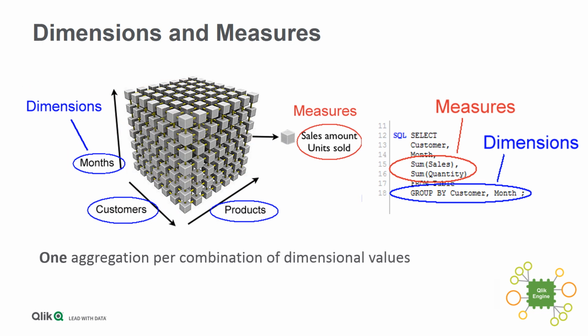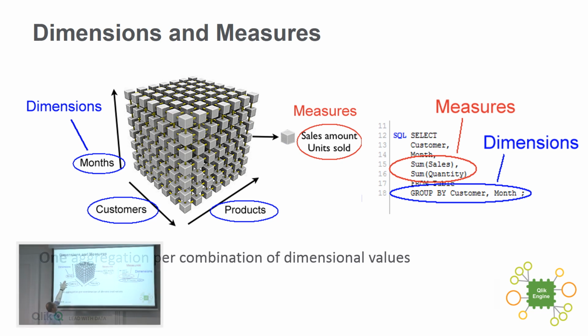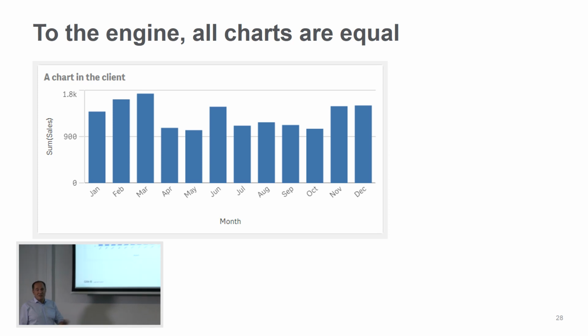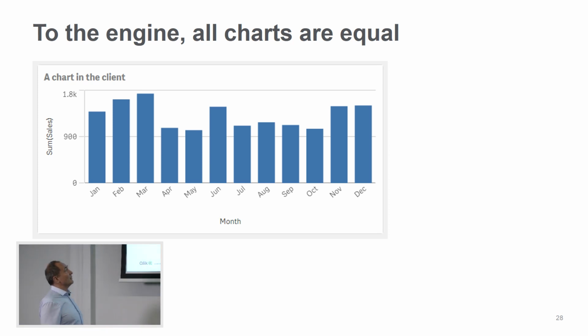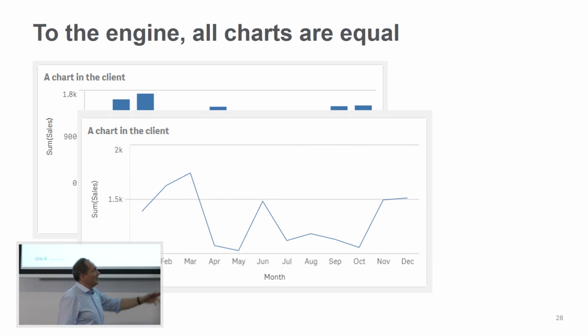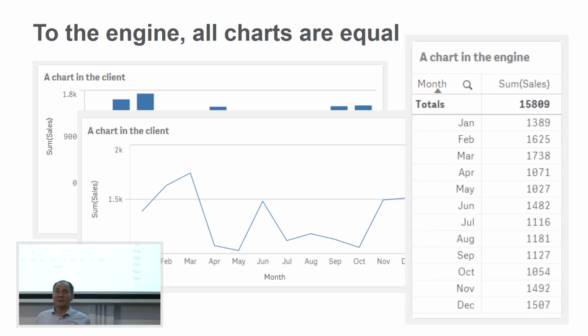If you have more than one dimension, then you must think of it like a matrix or even a cube. And that's the reason why we call it cubes, because you can visualize everything like this. Here you have 12 months, a number of customers, and a number of products, and for each combination of the three, you want to calculate the number. It's a cube. And to the engine, all charts are equal. The engine doesn't care whether you display it as a bar chart, a line chart. To the engine, everything is a table that looks like this. 12 rows, each row has a number, and you have a total in addition.